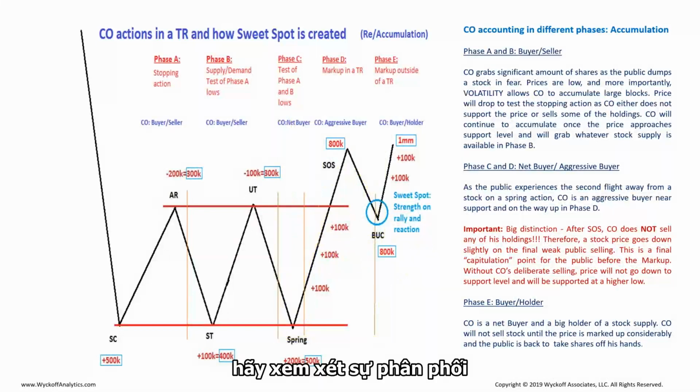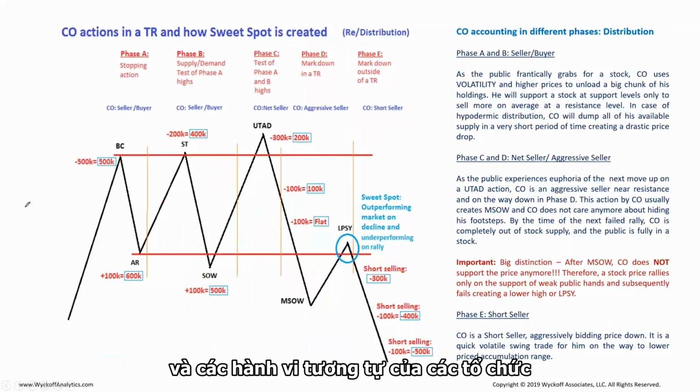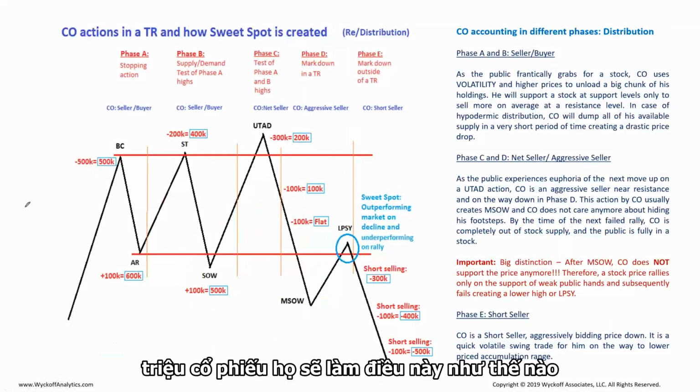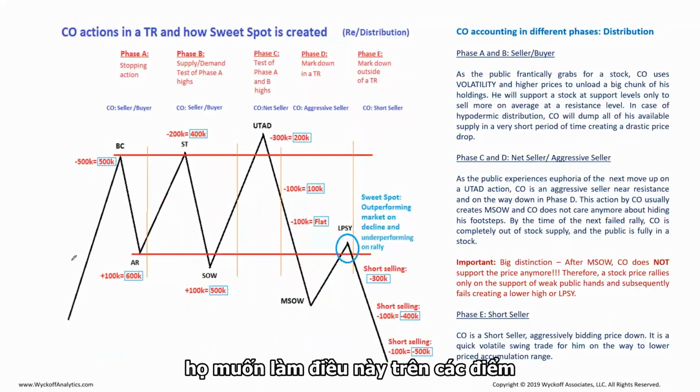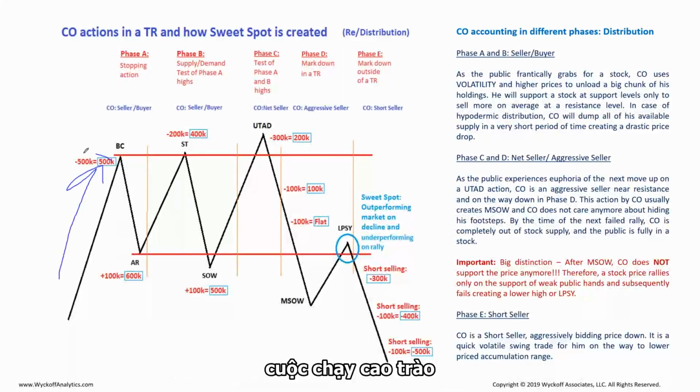Let's look at the distribution. And the same behaviors by institutions here. So their goal now is to get rid of 1 million shares. How would they do this? Well, they want to do this on the points of excitement, right? So for instance, into the climactic run, they can sell 500,000 shares, get rid of 1/2 of the position. Maybe they're even selling on the way down.